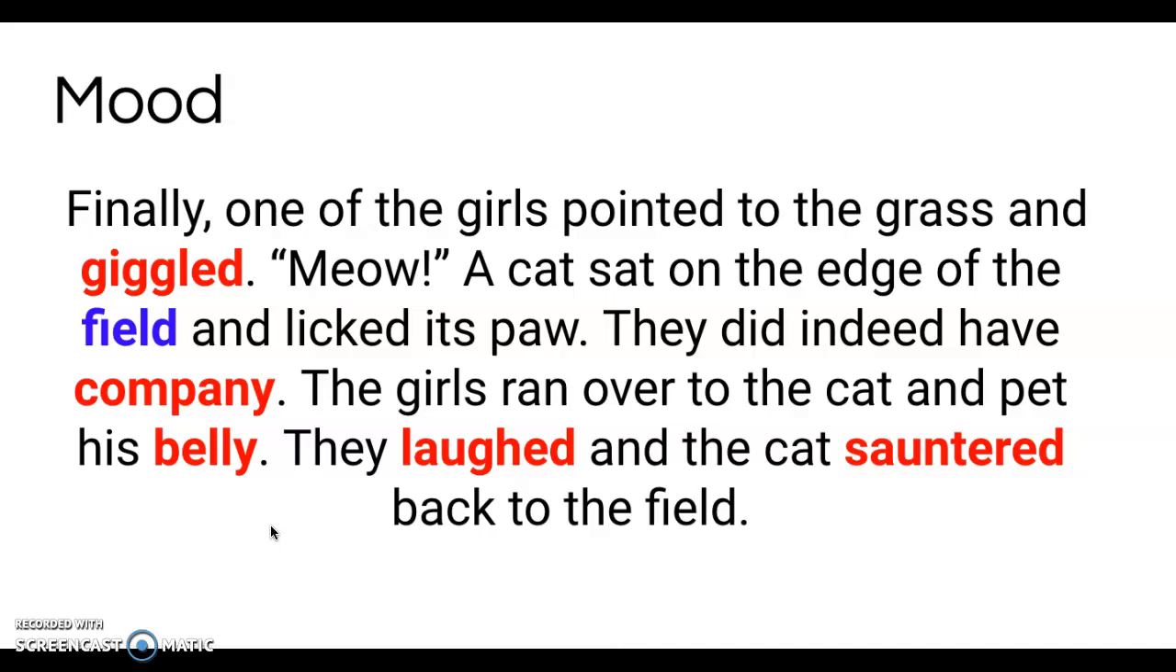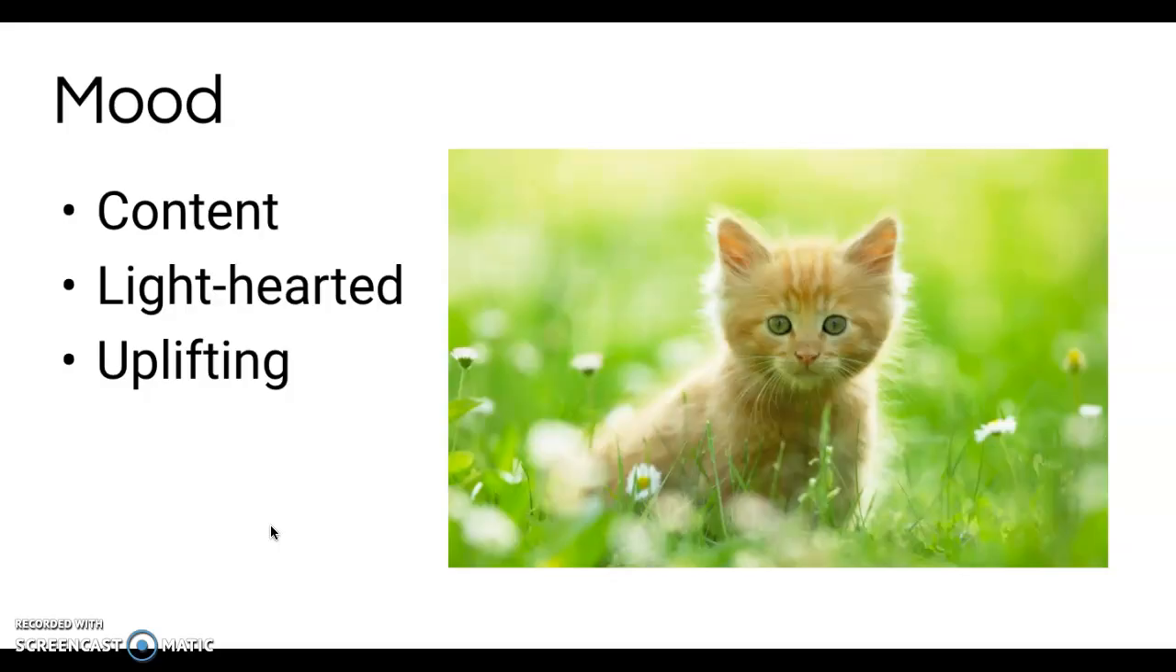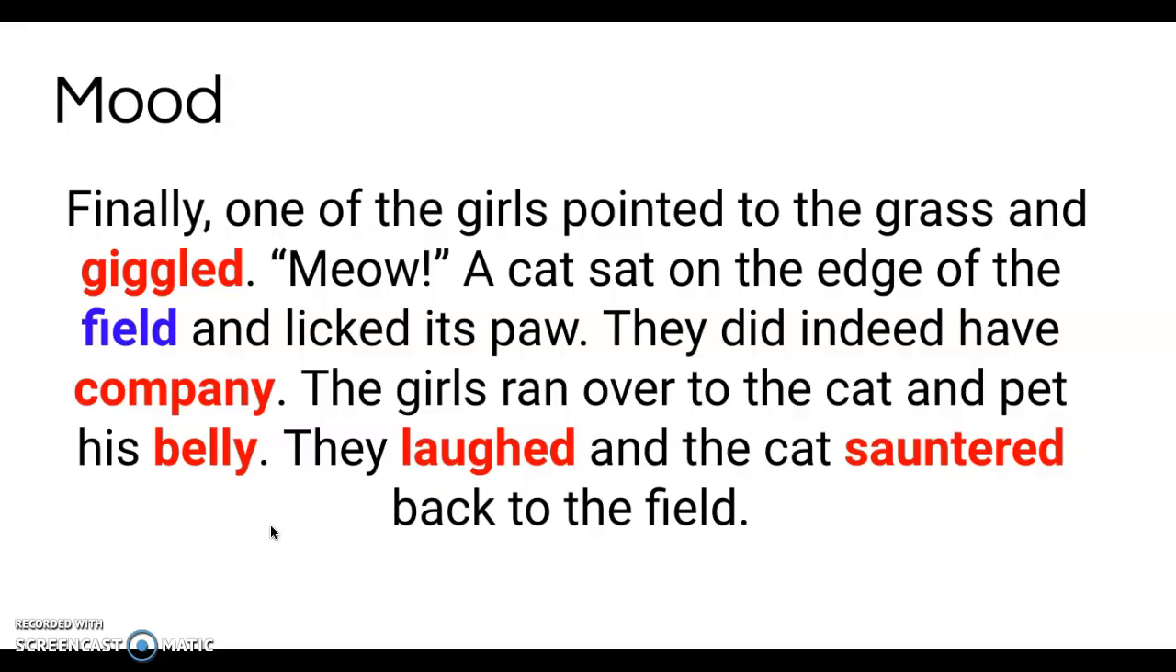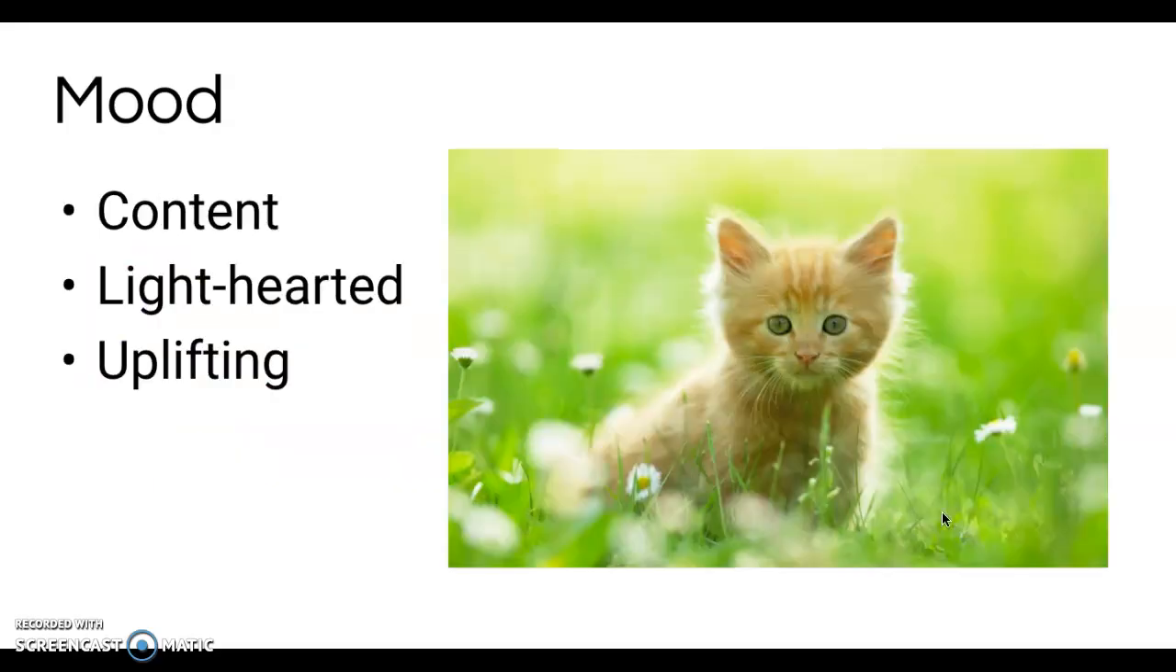Alright, some things that I noticed in the text are, first of all, the setting is in a field, so I put that in blue. And then I chose some specific words like giggled and company and belly and laughed and sauntered. All of these words, I think, contribute to a very specific mood. I consider this mood to be content, lighthearted, and uplifting, because instead of saying, the cat walked, they chose sauntered. Sauntered is a very specific verb that kind of makes it playful. The young girl's laughing. The fact that the setting is in a bright, happy field helps us think of a sunshiny day with grass and flowers, kind of like this picture. So the mood of this passage is content, lighthearted, and uplifting.